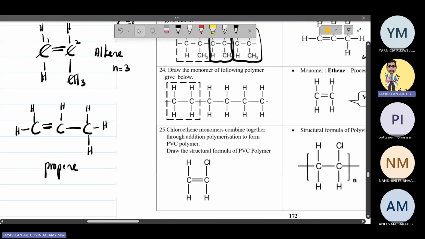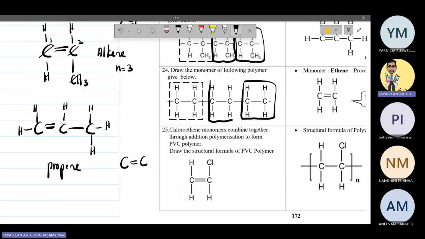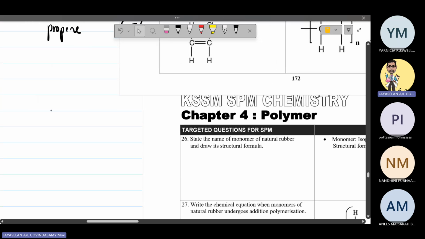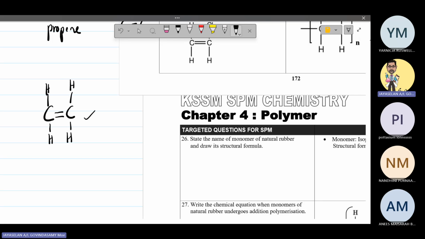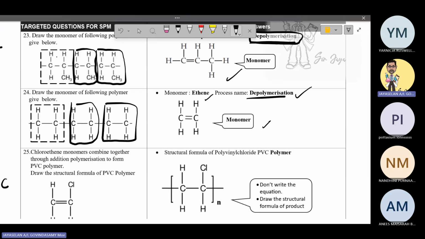I give one more. If they give like this, this is one monomer. A monomer must have C double bond C, two carbon. So this is one monomer. You take the monomer and put it here. Okay, this is the monomer, so for this you can draw like this. What is the name of the monomer? Ethene. What is the name of the process? Depolymerization. Any question? No question?